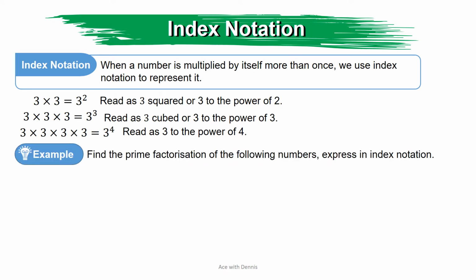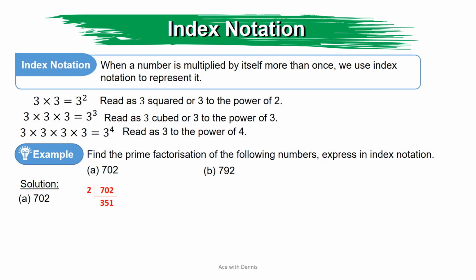Let's look at this example. Find the prime factorization of the following numbers expressed in index notation. A, 702. B, 792. Here is the solution. For A, 702, we do the same thing. We start by dividing 702 by the lowest prime number, which is 2, and we get 351.